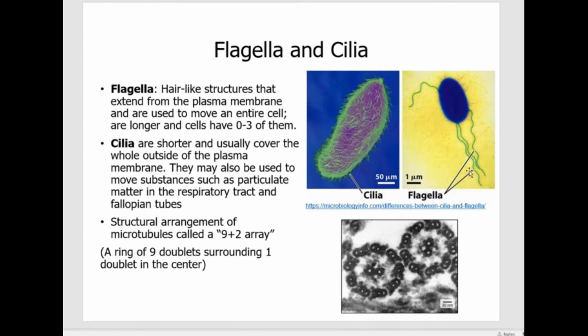And the flagella are much bigger. They protrude through the cell wall. They're unbranched, more linear. These flagella are really helpful in moving the cells. So think of sperm cells. They have one flagellum that allows the sperm to swim.